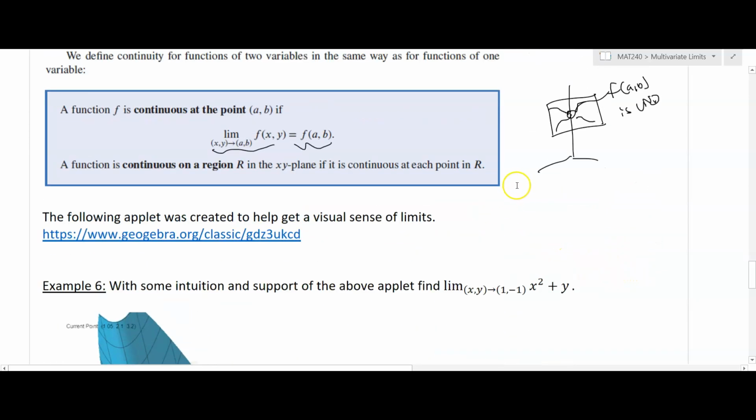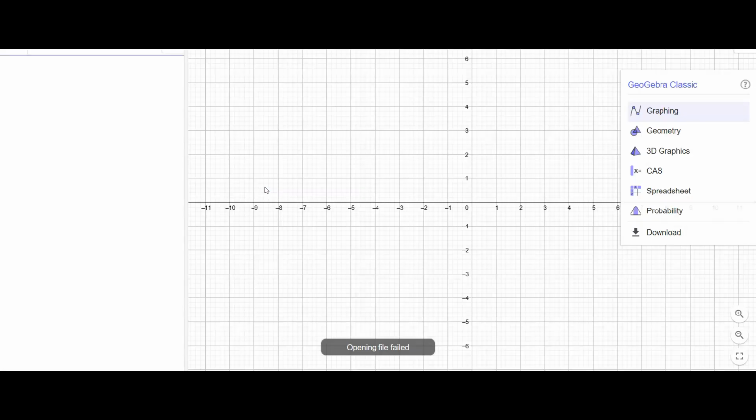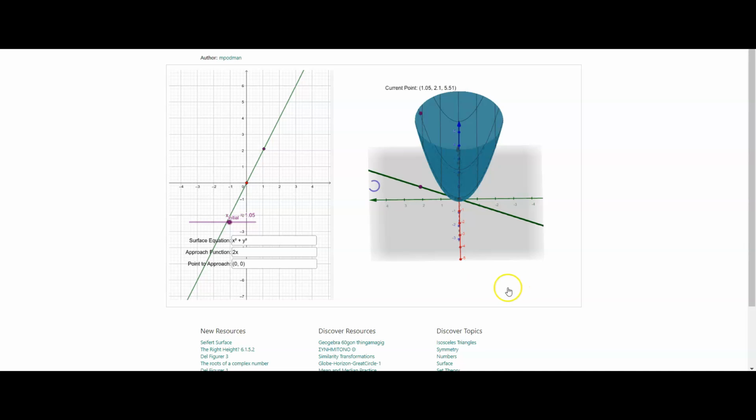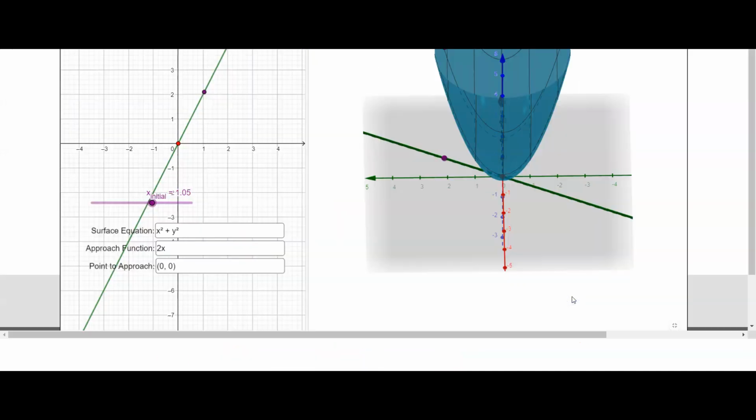So to visualize these ideas and these different paths a little bit better, here's a little applet that might be helpful. So we'll take a look at this here, and I'll show you a little bit about how this applet works and how to use it properly. And here it is. We can make it bigger by clicking on this icon here. There we go.